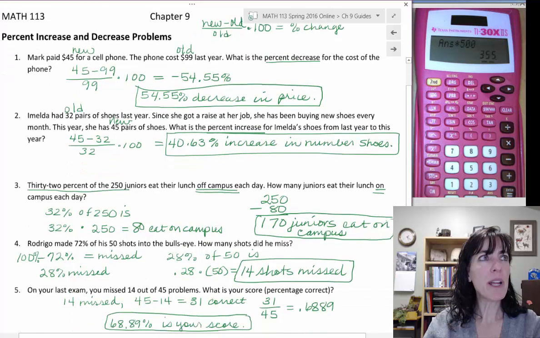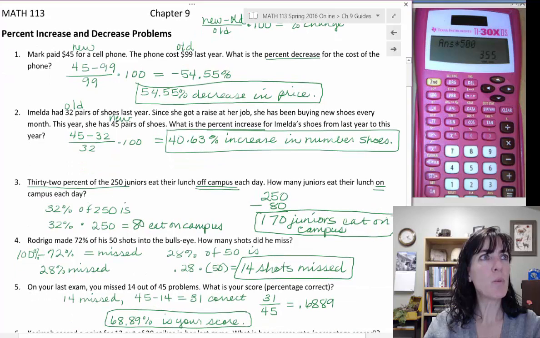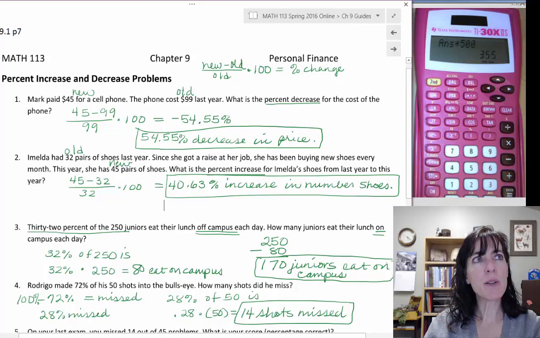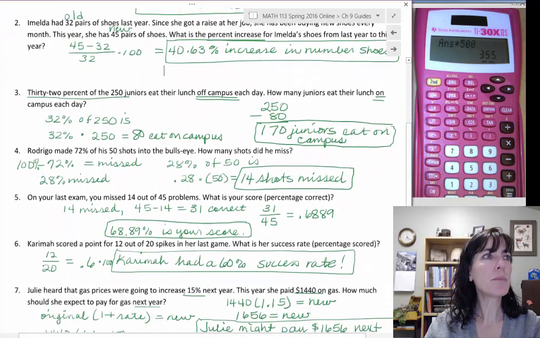So here are my answers. For number 1, I got 54.55% decrease in the price, and I used this formula, new minus old over old times 100 equals percent change. I used that same formula for number 2, and I got 40.63% increase in number of shoes.